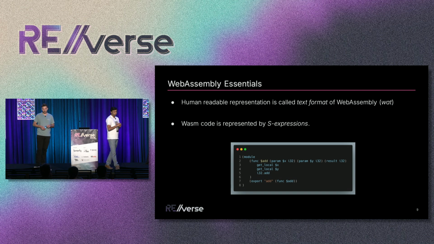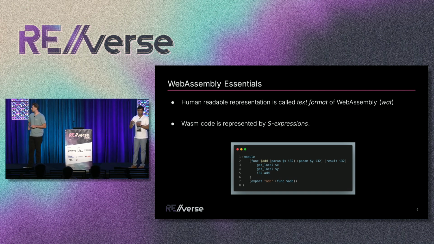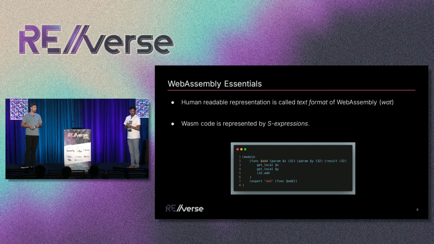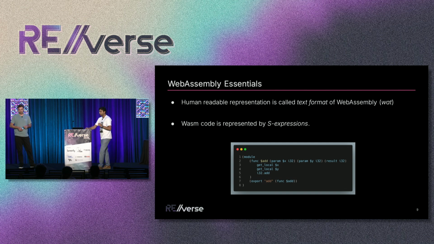This is how a sample code looks. Luckily, we don't need to look at such code in our presentation, so it's just a representation. So this is a text format representation of a WebAssembly binary for an add function. This is how it looks.